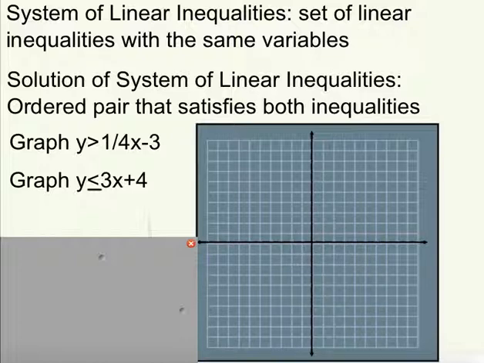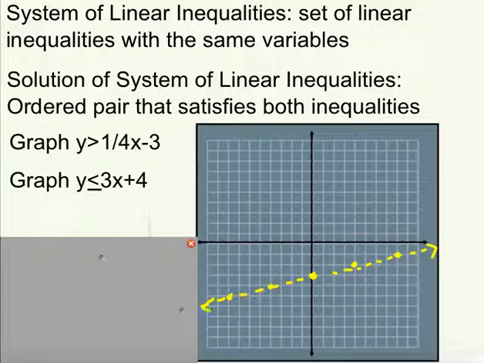Graph y is greater than 1/4 x minus 3. So we say we have a y-intercept of -3 and a slope of 1/4. So up 1 over 4, up 1 over 4, or down 1, left 4. Now this is a greater than symbol, which means that I have a dashed line across here.